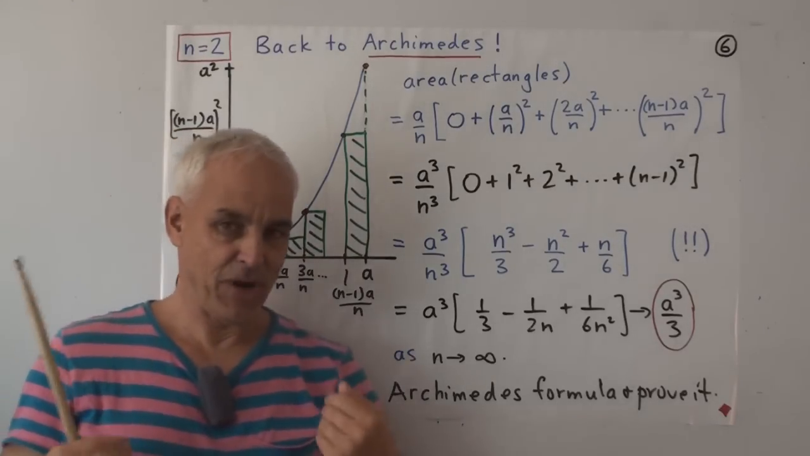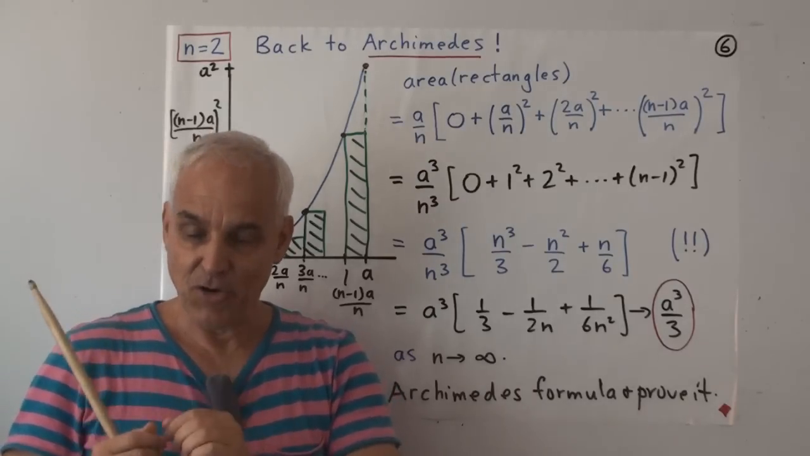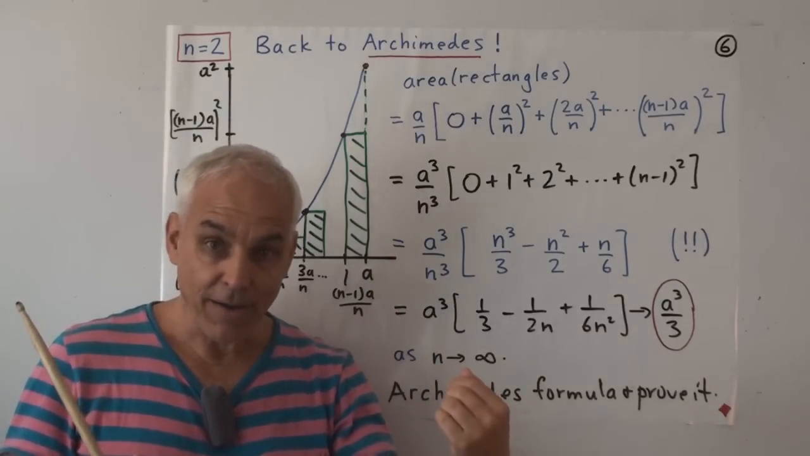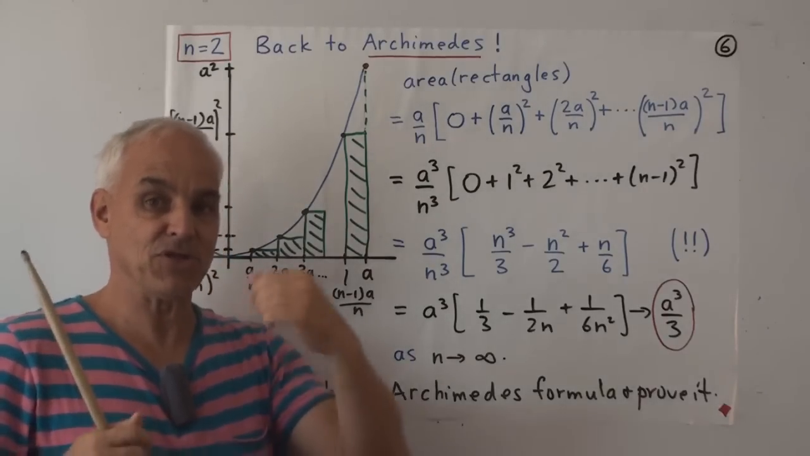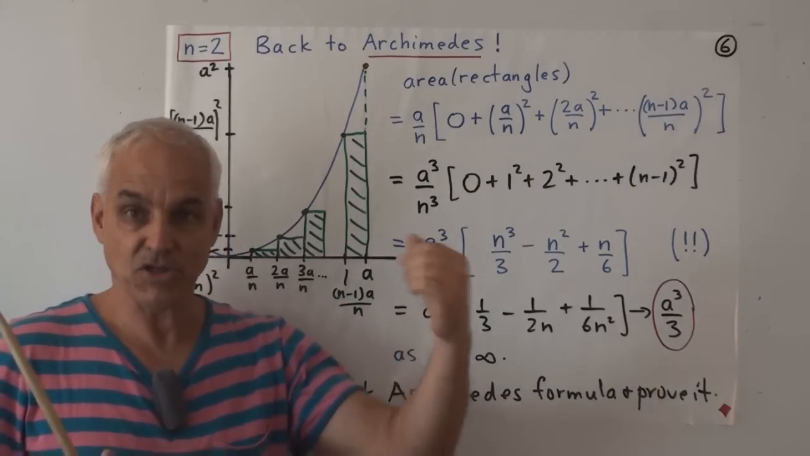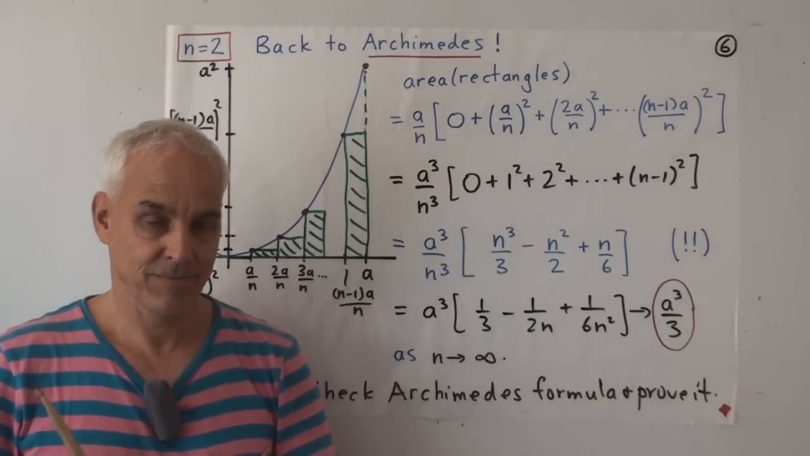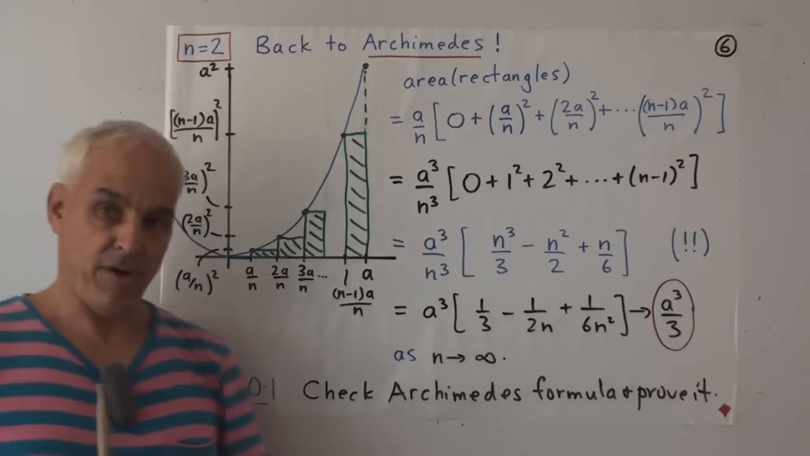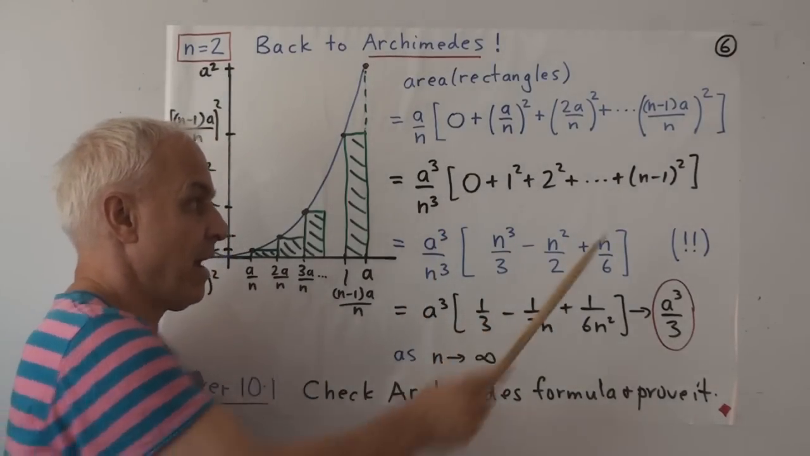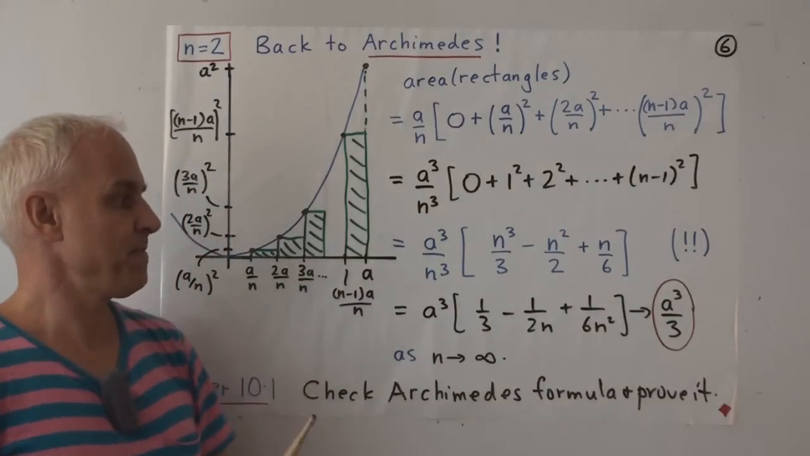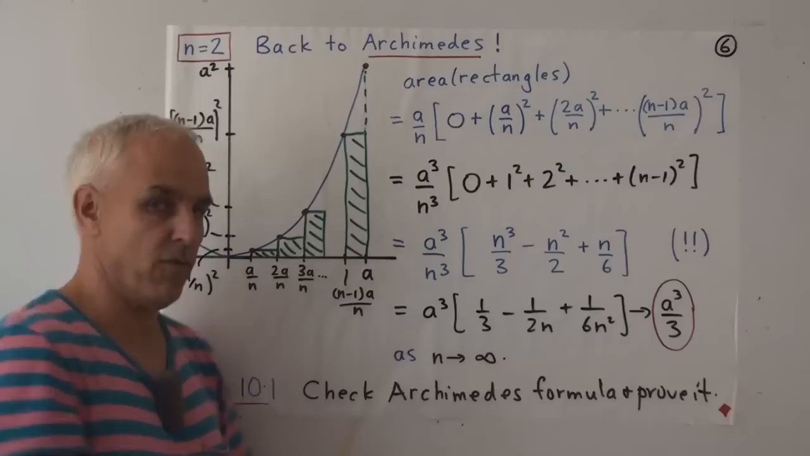So we're in a similar situation as we were in the previous case, except that now instead of having to sum 0 plus 1 plus 2 up to n minus 1, we have to sum 0 squared plus 1 squared plus 2 squared all the way up to n minus 1 squared. That's a trickier business. And there's a formula for it. The formula for the sum of the squares up to n minus 1 squared is this. It's n cubed over 3 minus n squared over 2 plus n over 6.